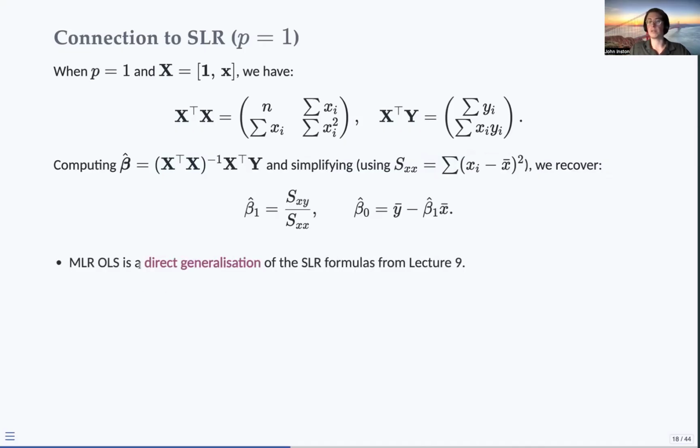So this is just a direct generalization of the simple linear regression. So in terms of application, you don't need to consider them separately. You would always consider multiple linear regression, and just sometimes you may find that simple linear regression is the best model.